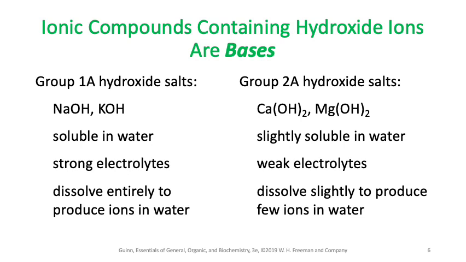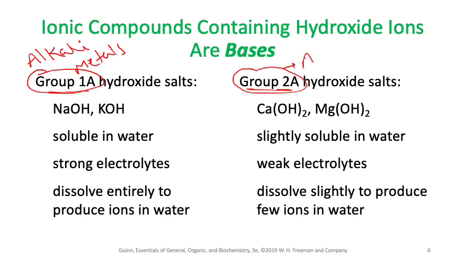So now let's talk about the different ionic compounds we have in group 1A and group 2A which can behave as a base, right? As we know, group 1A elements are also called alkali metals, and group 2A we call alkaline earth metals. The elements that belong to group 1A and group 2A, if they form an ionic compound with a hydroxide ion, can behave as a base.